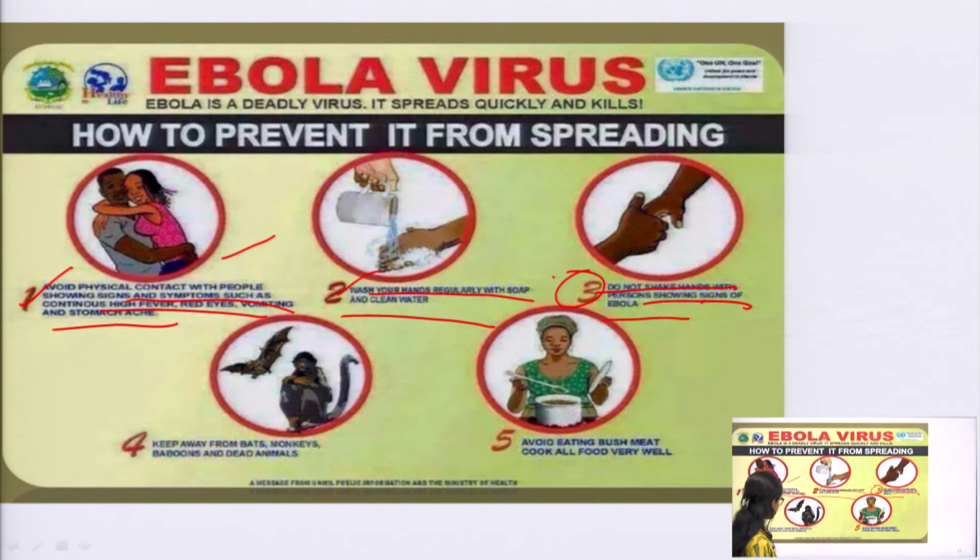Now, the fourth is keep away from bats, monkeys, baboons and dead animals. Means you have to be away from the animals and avoid the contact with the animals. Now the last is avoid eating bush meat and cook all food very well, means uncooked meat should be avoided and you have to properly cook the meat before you eat it.